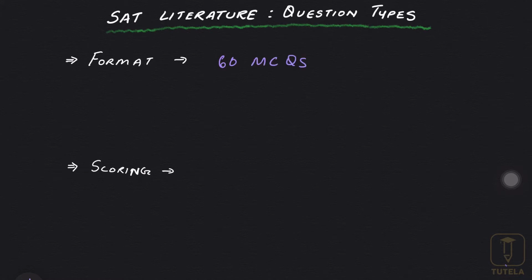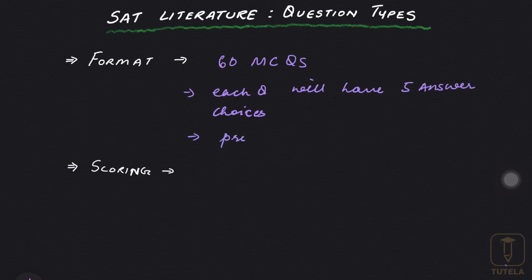So each question will have 5 answer choices. So when you're working through it, of course, you must remember that you will have to work on your process of elimination to get rid of the wrong answers.